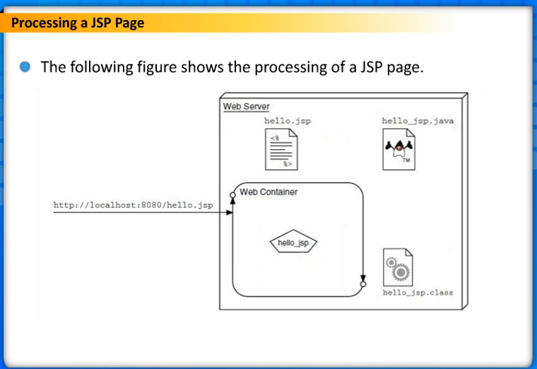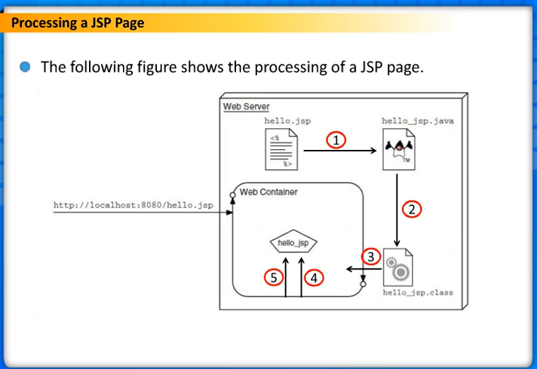A JSP page is essentially a source code, and must be converted into a servlet before it can service a request. The displayed figure will show the processing of a JSP page step by step. To process the JSP page, the web container translates the JSP file into a Java source file that contains a servlet class definition. The web container compiles the servlet source code into a Java class file. The servlet class bytecode is loaded into the web container's JVM software by using a class loader. The web container creates an instance of the servlet class.